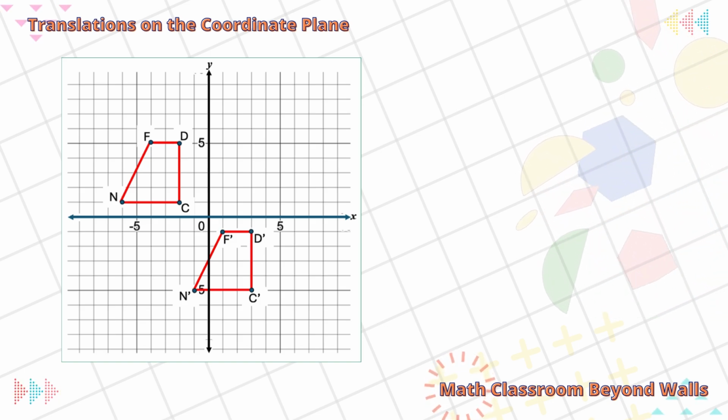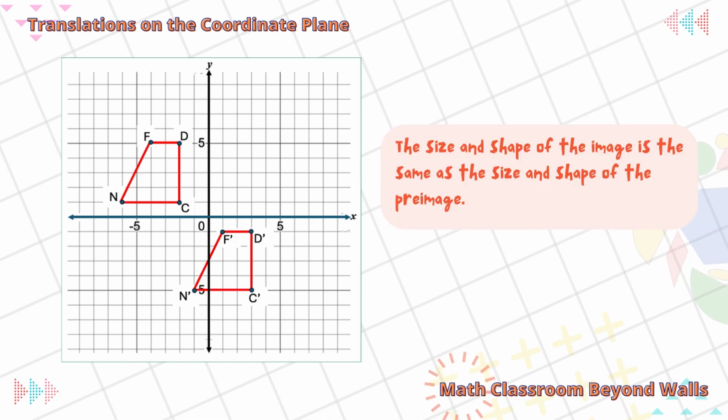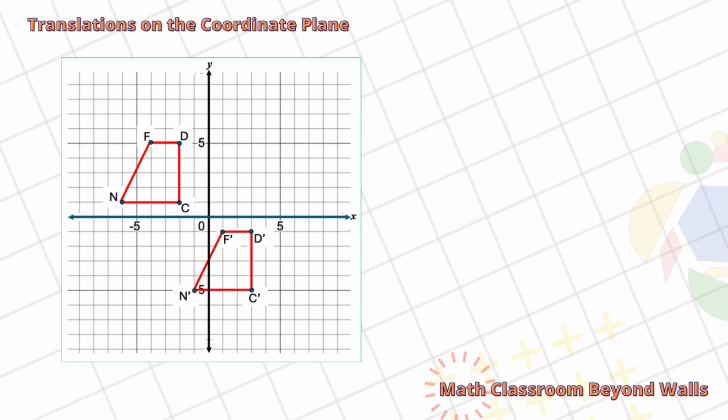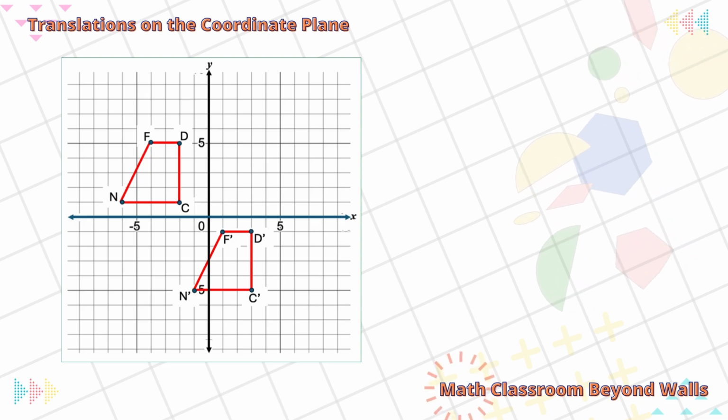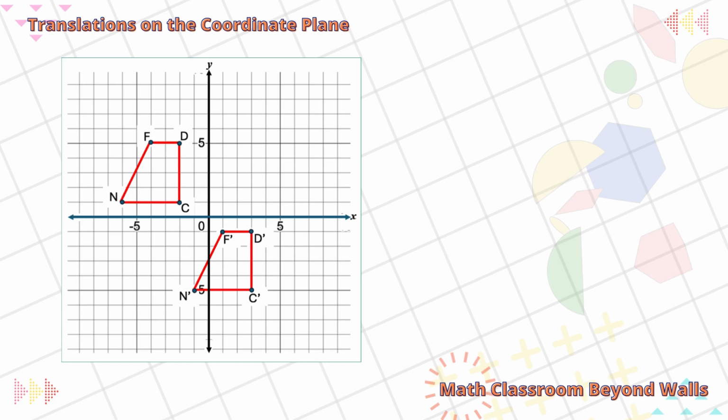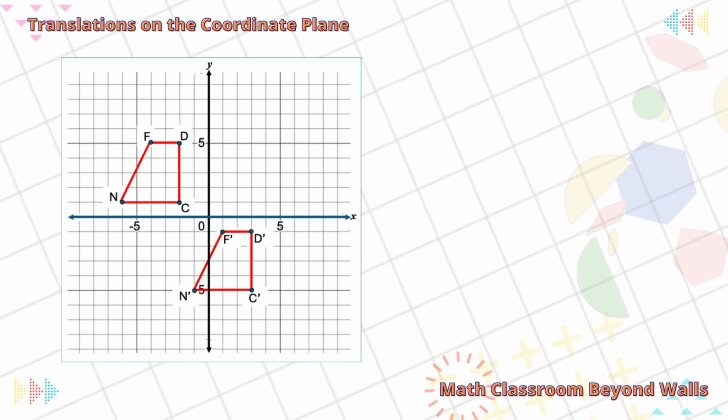Look at the image, learners. What can you say about the size and the shape of the image? You're right. The size and the shape of the image is the same as the size and the shape of the preimage. But how will you verify this? Like the size. The sizes can be compared by determining the lengths of the corresponding sides. You can do this by counting the grids covered by the sides.